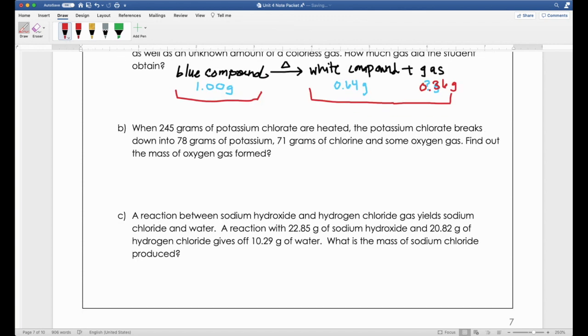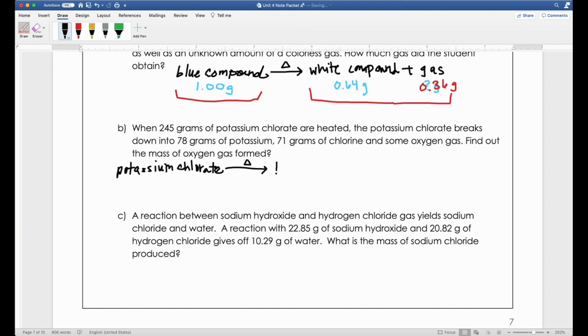Let's try B. When 245 grams of potassium chlorate is heated, the potassium chlorate breaks down into potassium, chlorine, and some oxygen. What is the mass of the oxygen that's formed? So we're starting off with this potassium chlorate. And what's happening is we're taking that potassium chlorate and I'm heating it up again. So if you wanted, you can draw that little triangle.